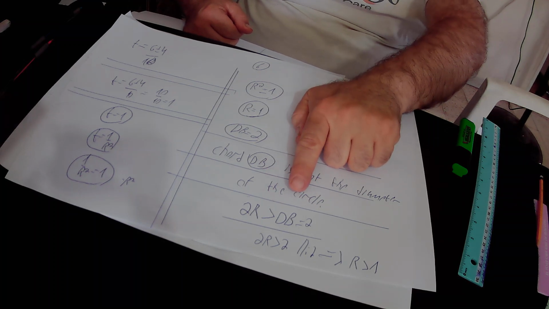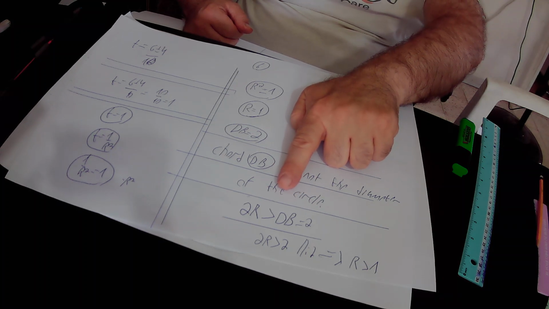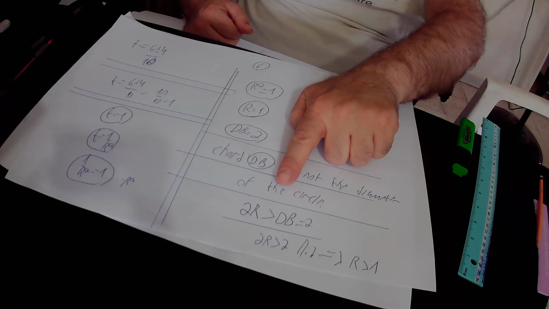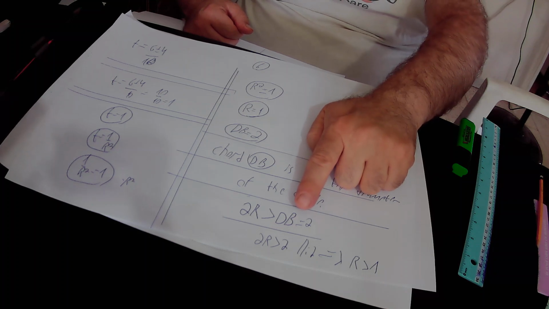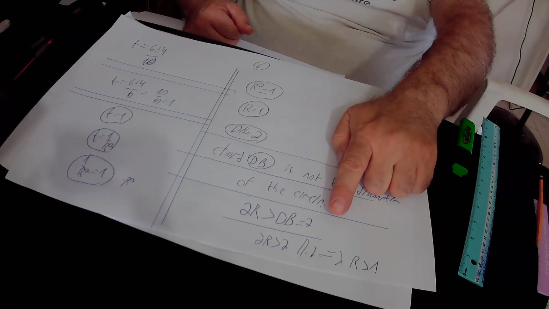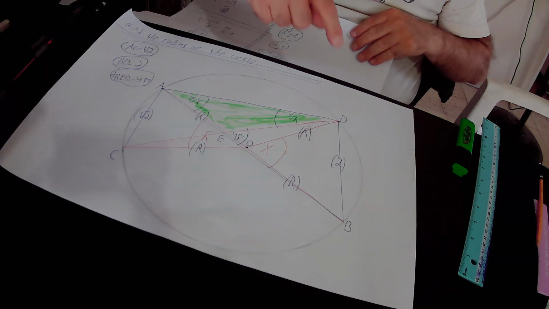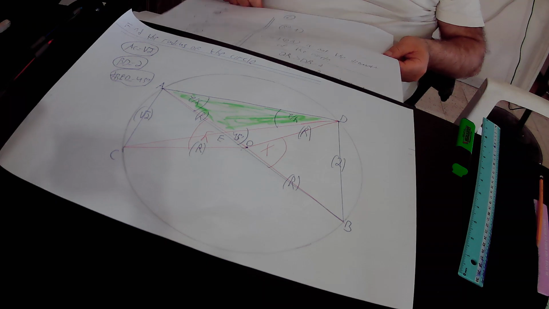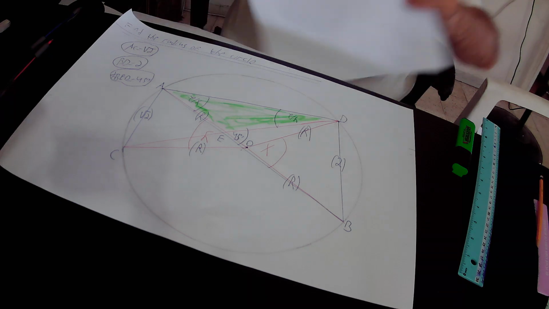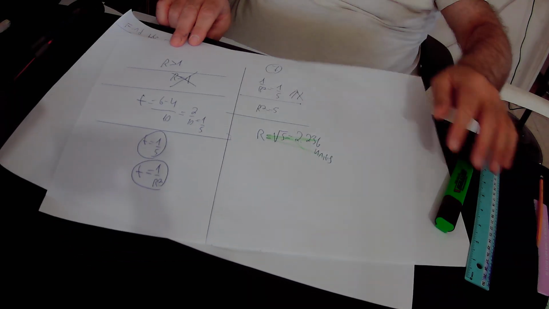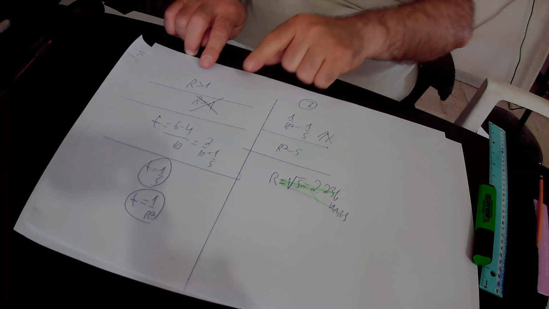So 2r is greater than DB, and DB equals 2. From this we derive that 2r is greater than 2. Here we divide this inequality by 2, and finally find that the radius r is greater than 1. The radius r of this circle is greater than 1. If the radius r is greater than 1, the radius r cannot be equal to 1.